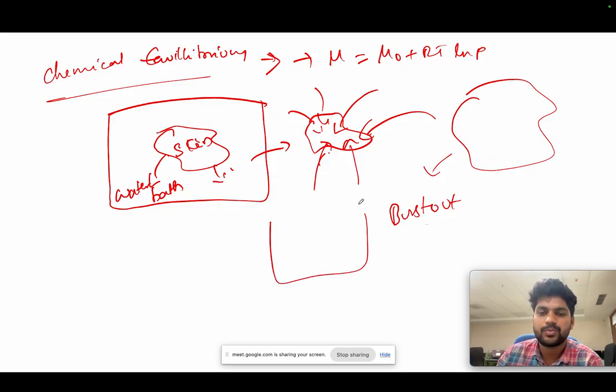Otherwise we can take another example. Suppose I have water and I keep one ice cube. Why does the ice cube get melted?